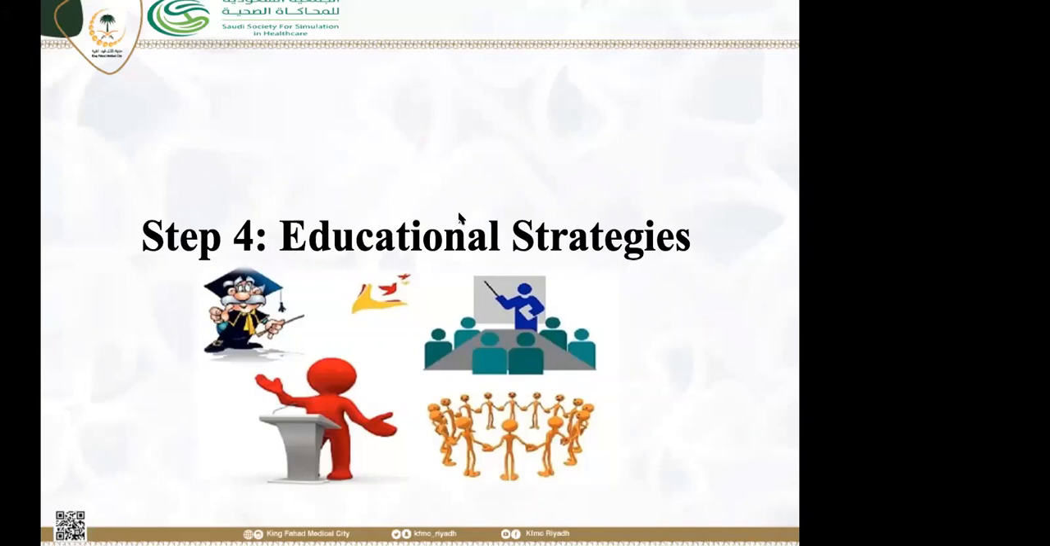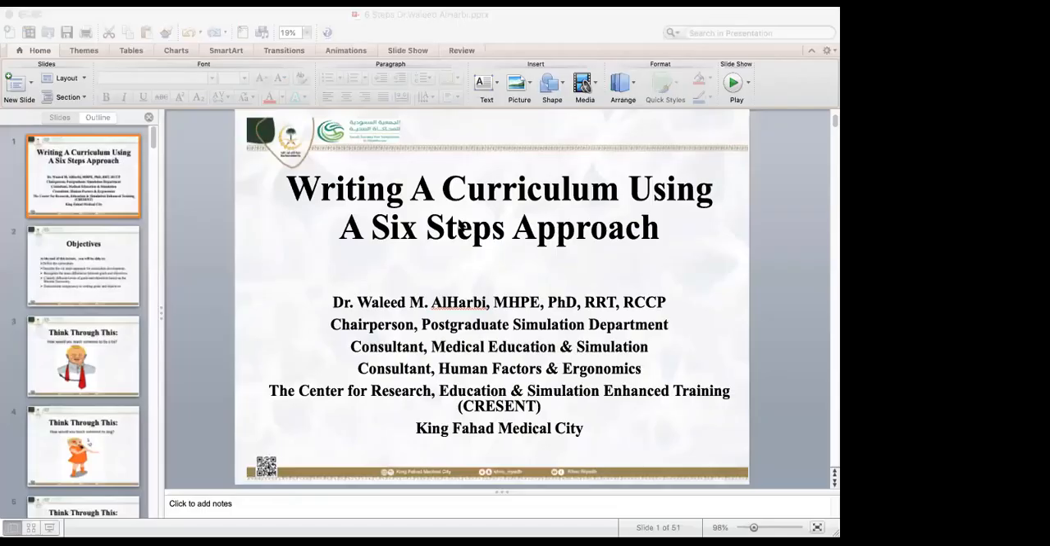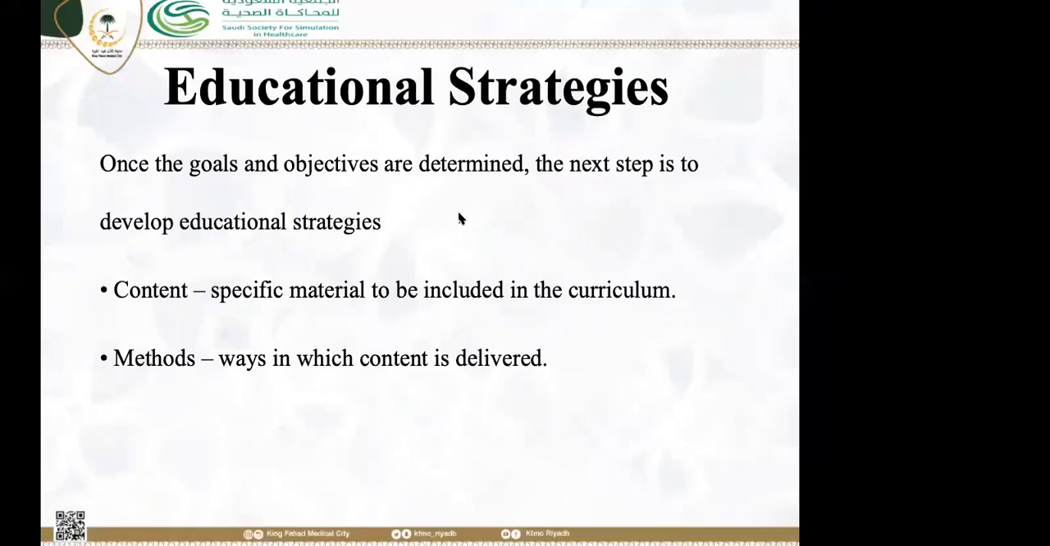The step number four, educational strategies. What does that mean, educational strategies? Once the goal and objective are determined, the next step of conducting and writing a curriculum is to develop educational strategies: our method, the content, specific materials to be included in the curriculum, and the methods. What's the way these contents are going to be delivered to our participants?